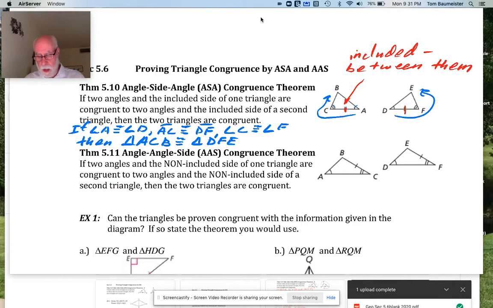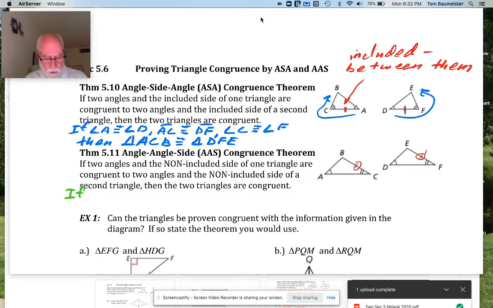If two angles and a non-included side, so on this one here they gave us this non-included side, but again, we could have also had this one here as a non-included side, all right? So if two angles and a non-included side of one triangle are congruent to two angles and the non-included side of a second triangle, then the triangles are congruent.